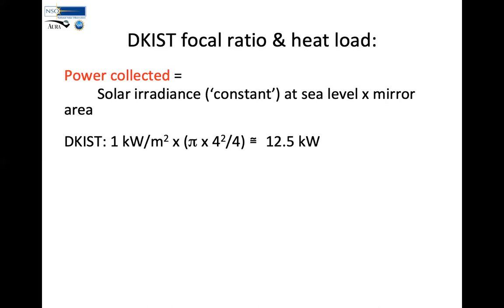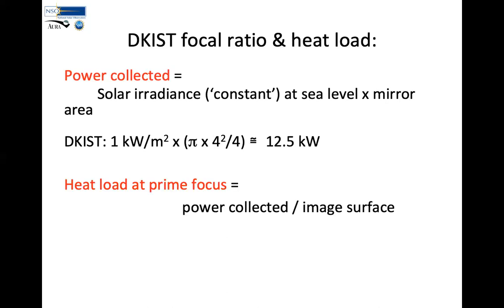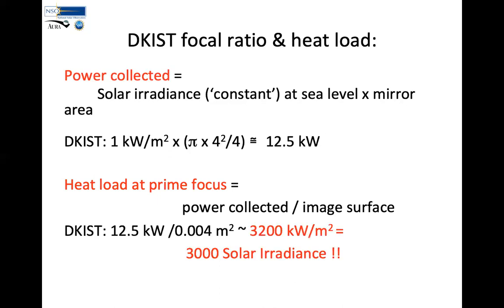What is the difference here? Because it's concentrated. The area is 7 centimeters times 3.5 squared, times whatever. So that is the heat load. And the heat load will be that divided by the image surface, which comes out to about 3,000 times the solar radius. Right? And again, don't be fooled. Certainly you don't go there and put your hand in it. You would not want to do this.